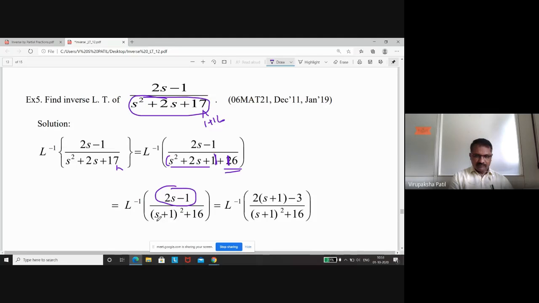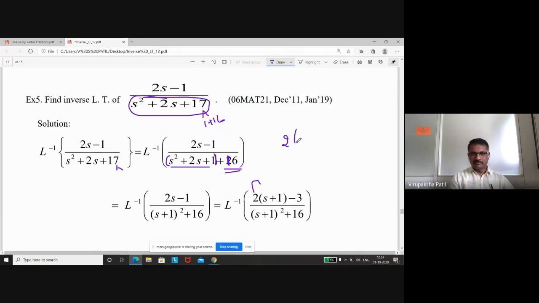Now here in place of s you are having s plus 1. What you have to do, in the numerator also, wherever s is there, you have to write that as s plus 1. Just simply replace. So 2 into it becomes s plus 1. But we want a minus 1 to retain the original thing as it is. So take this 2 inside first after replacing.